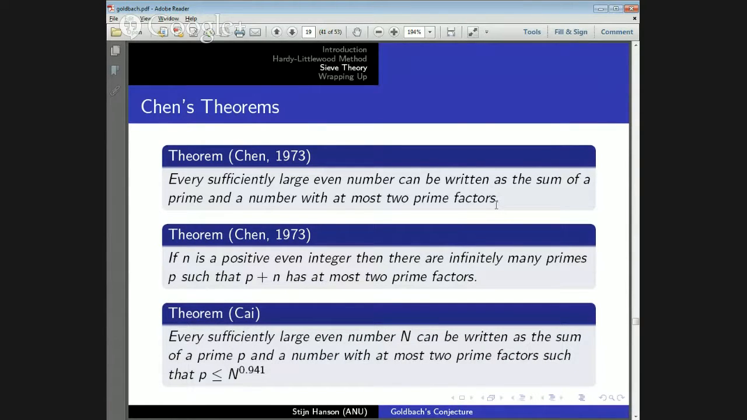So he's written a couple of papers about this, and his best results are actually in an unpublished remark, which I got sent a couple of days ago. He showed that every sufficiently large even number n can be written as the sum of a small prime p and a number with at most 2 prime factors. Small here means that p is less than or equal to n to some power which is less than 1. In this case, we've got 0.941 as the power.